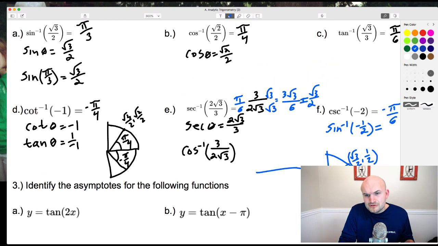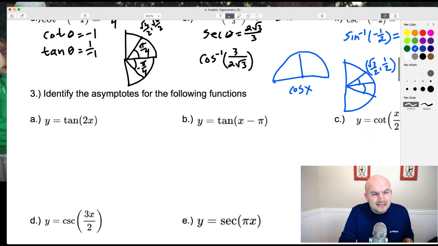Just remember that the domain restriction for cosine is the first and the second quadrant. So when you're using inverse trigonometry and you have a negative value you're trying to do the inverse cosine of, remember it has to be in the second quadrant, not in the third quadrant.